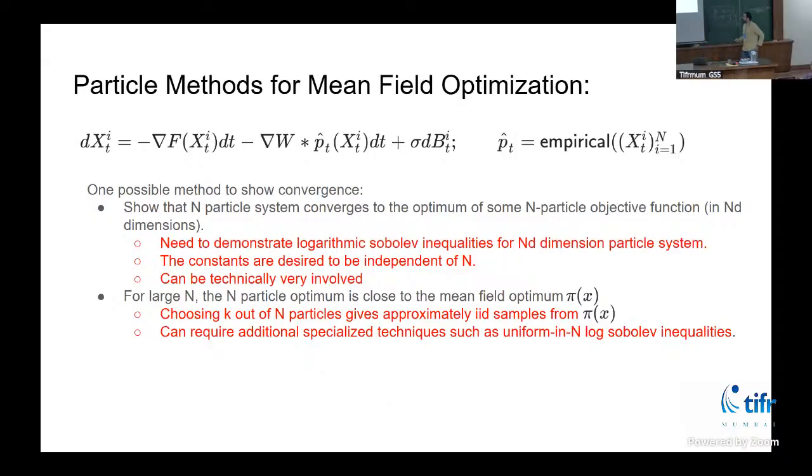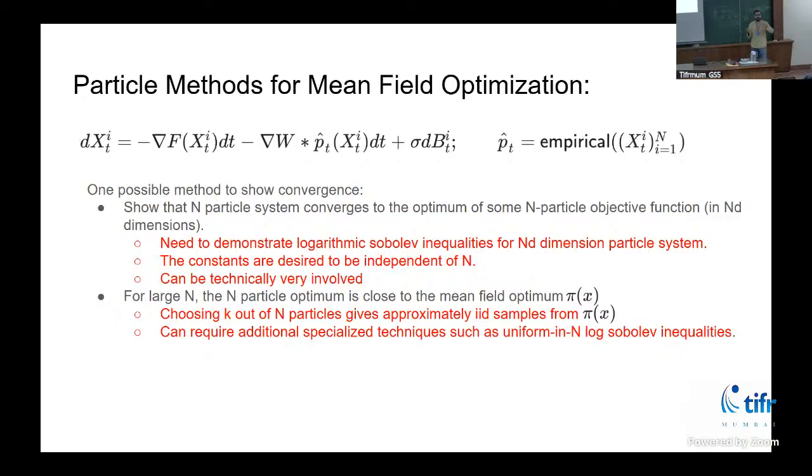Okay, so what is the problem in this? If we want to show that it converges to some n particle objective function, we need to show some logarithmic Sobolev inequalities in nd dimensions for this very hard system. Like I showed, the log Sobolev inequality shows that first order optimality implies zeroth order optimality. So this is very hard to show for distributions in general, right? The Gaussian log Sobolev inequality is easy, and then you do perturbations of that. For log concave distributions, it's easy, and you do perturbations of that, and beyond that, it's actually very hard to show this. And the constants are desired to be independent of n.